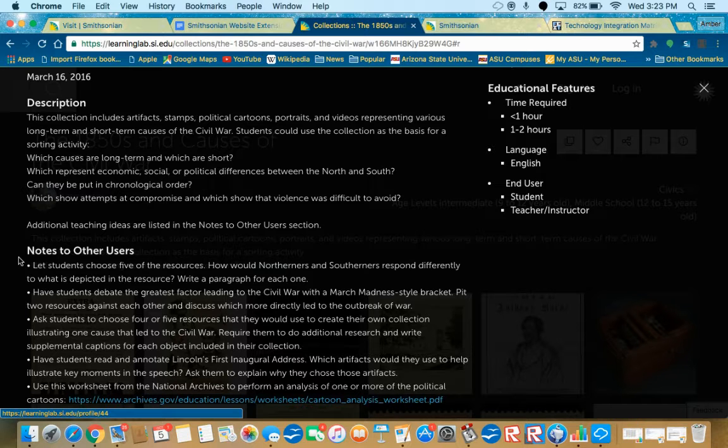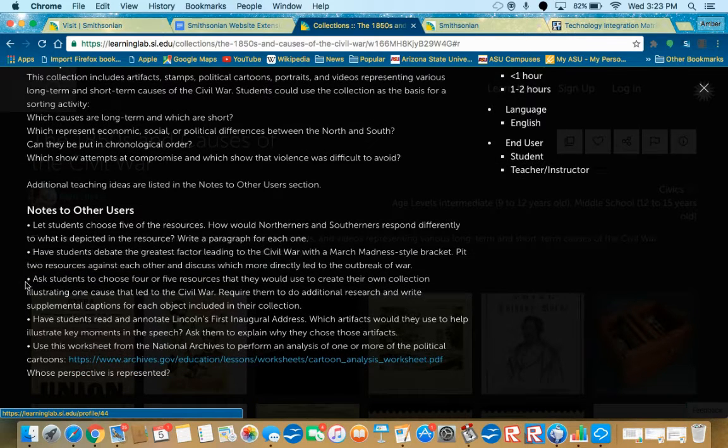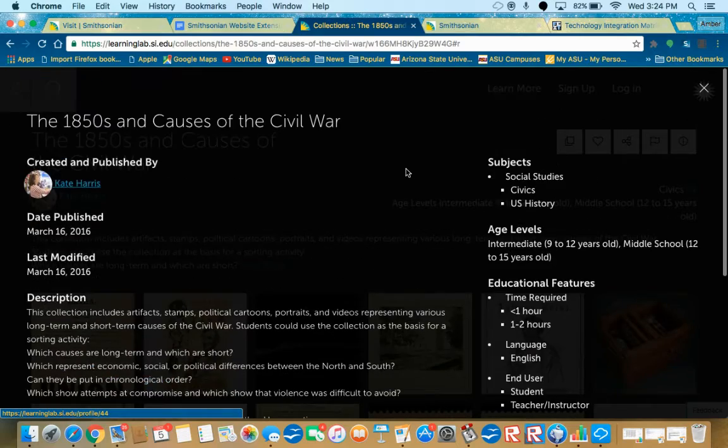Here where it says notes to other users, it also says students could choose 4 or 5 resources that they would use to create their own collection, illustrating one cause that led to the Civil War. This would require them to do additional research, and then they would have to write information about each object in their collection, which would be a really fantastic extension activity.